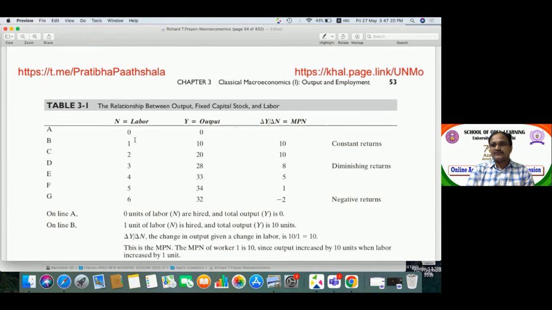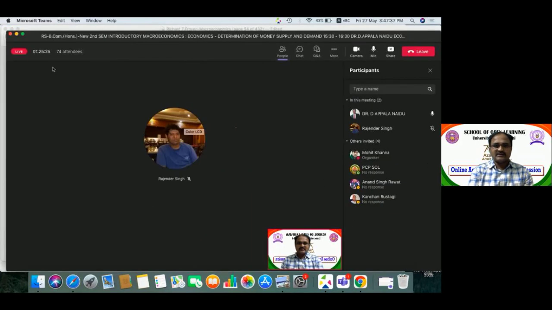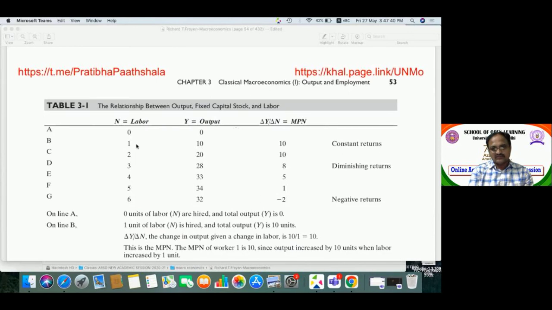First, in the initial stage, with zero labor, the output is zero. Obviously, we don't have the labor factor, and there is no output. If we hire 1 unit of labor, how much do you produce? Suppose 10 units of production take place. And if you hire one more unit, 2 units of labor, then you produce 20. First, keep it with these two lines.